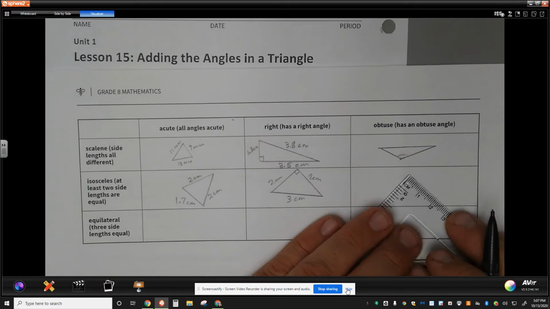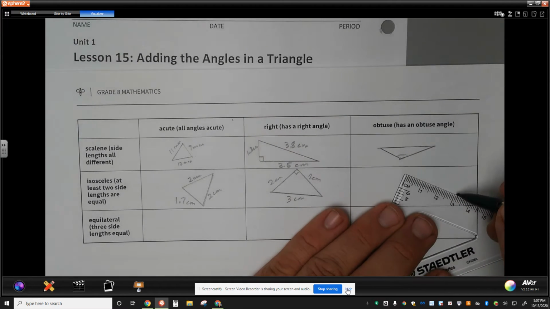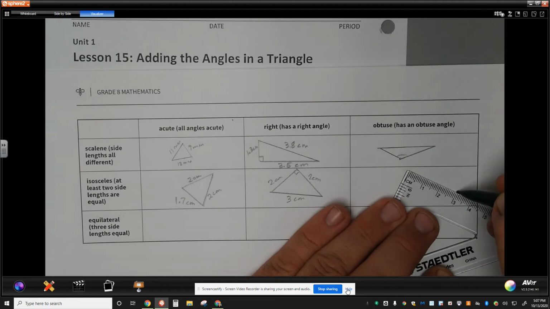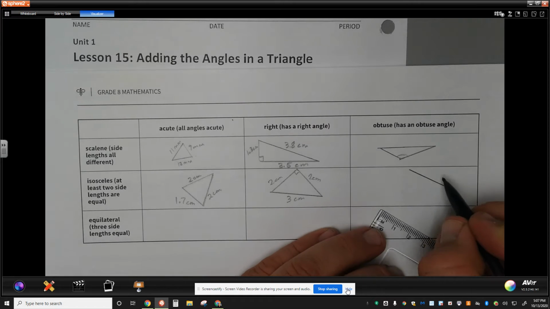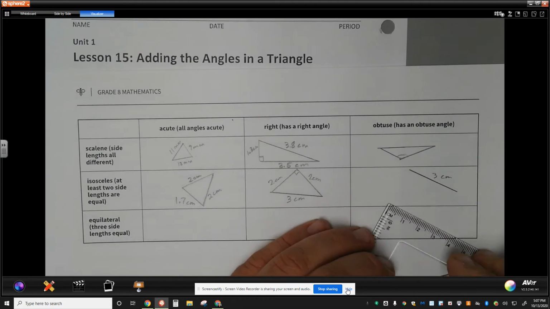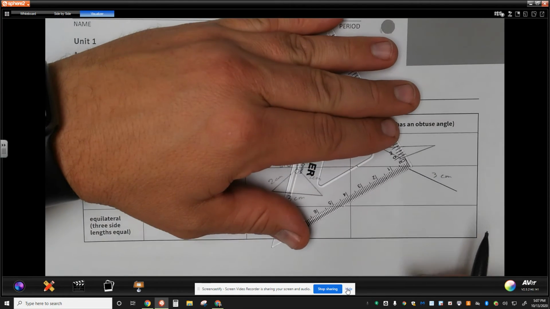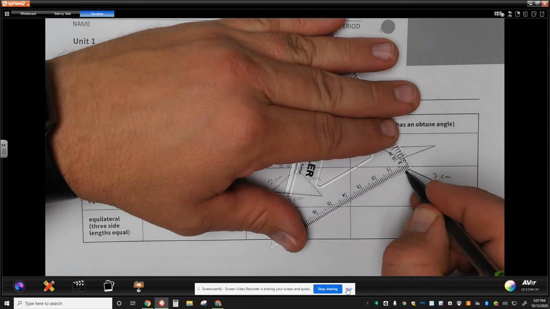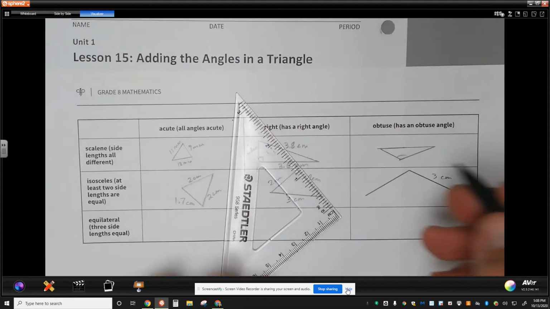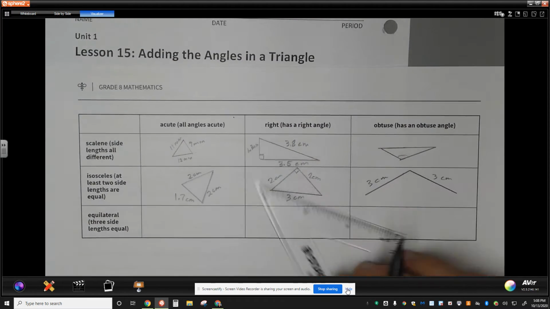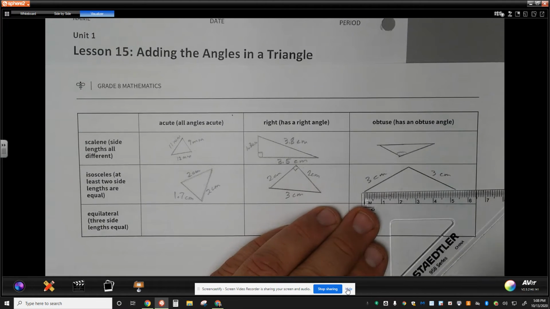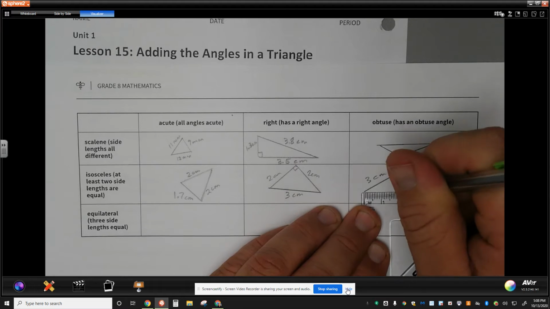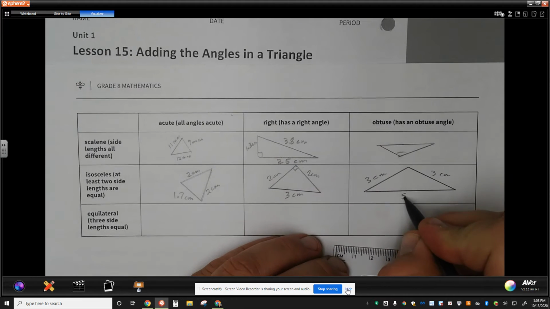Obtuse, this one's kind of fun because I can just make it whatever I want. Let's make these sides a little longer. But what do we have to remember? 3 centimeters on this side, and if we're talking about isosceles, these sides have to be equal in measure. We just want to make sure this is opened up more than 90 degrees. 3 centimeters on this side. And then, of course, across the bottom, let's see how long that is from there to there. Looks like 5 3/10 centimeters.